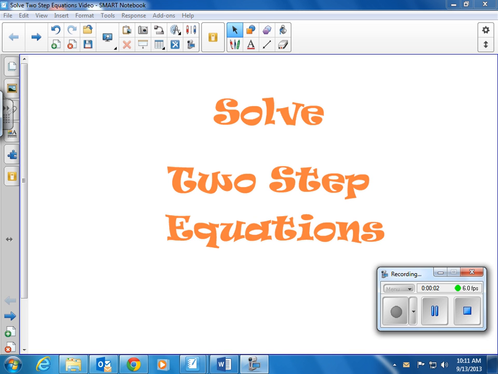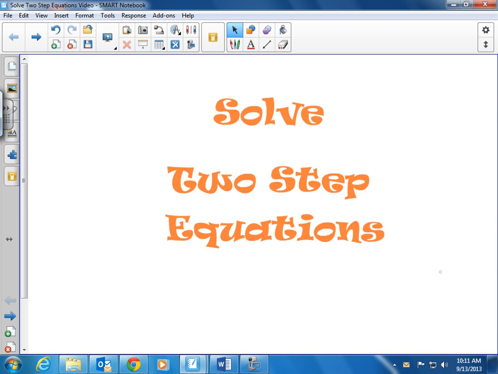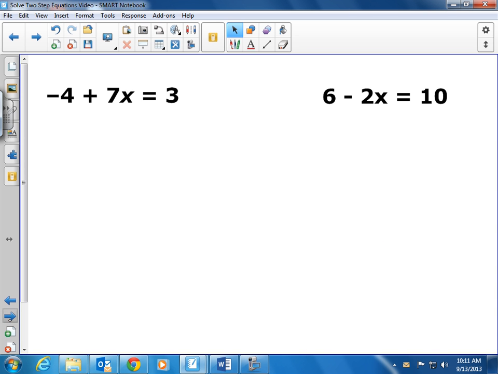Hello, algebra students. So today what we're going to do is talk about two-step equations, solving two-step equations. We've done one-step equations, and now we're going to take it just one step further, add an additional step. So if you weren't feeling real great about one step, hopefully this will confirm or help you confirm those ideas in your head. So let's take an example problem.